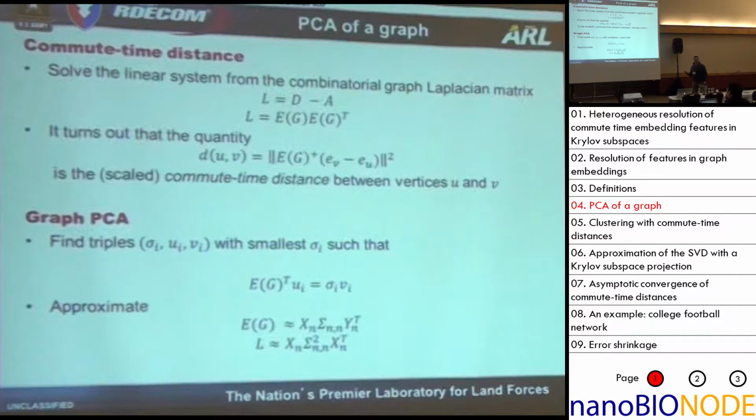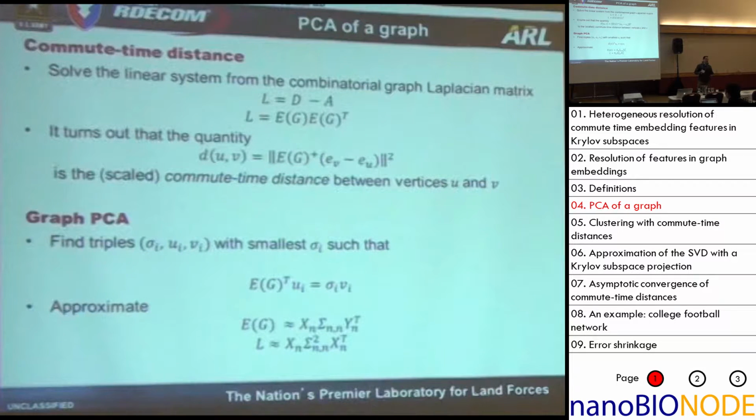Now, those of you who already know a lot about commute time distance might say, well, no, this isn't actually the commute time distance. This is a scaled version of it, because to get the true commute time distance, you take this value and scale it by the volume of the graph, but for the purpose of ranking and ordering vertices, this is going to work just fine.